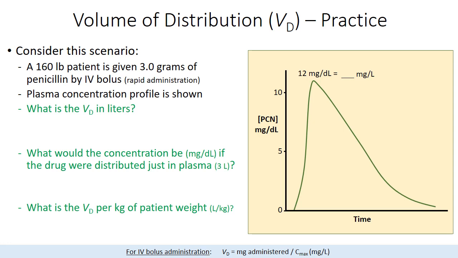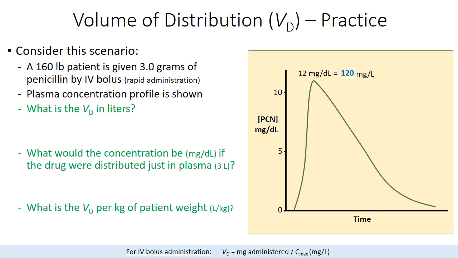First of all, you need to know that there are 10 deciliters in a liter. So all you're going to do in this case is multiply it by 10, because there's 10 of those in every liter. So multiply by 10, and you're going to get 120 milligrams per liter. So that's just the starting point.